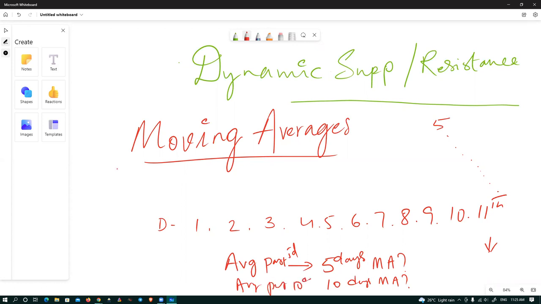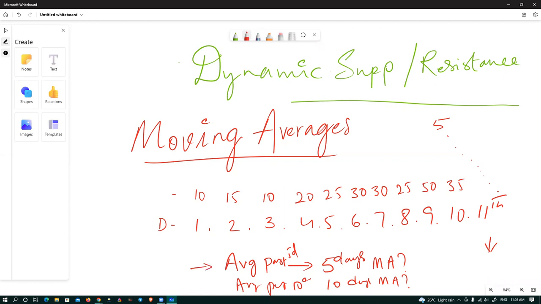Suppose the value here is 10. The value is nothing but the closing price of the share on that day. So say this is 10 rupees, this is 15 rupees, again this is 10 rupees, this is 20, this is 25, this is 30, this is again 30, this is 25 again, this is 50, this is 35. Now we have 10 days of closing prices. Now you need the moving average value on the 11th day.